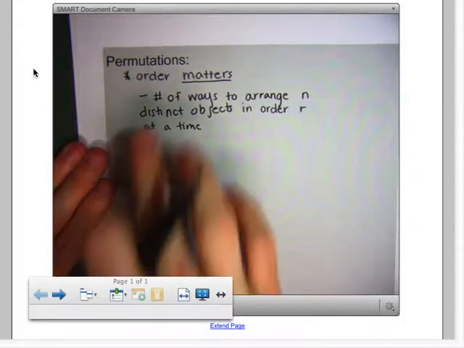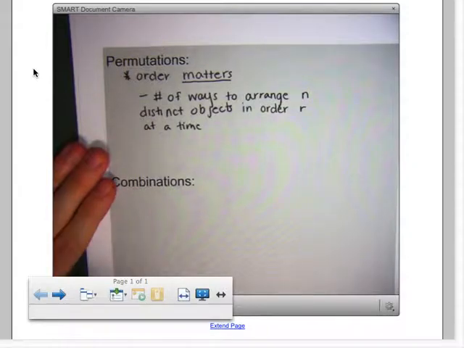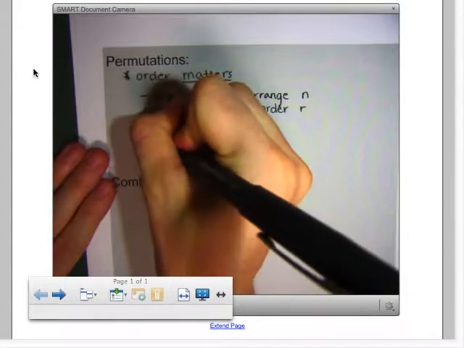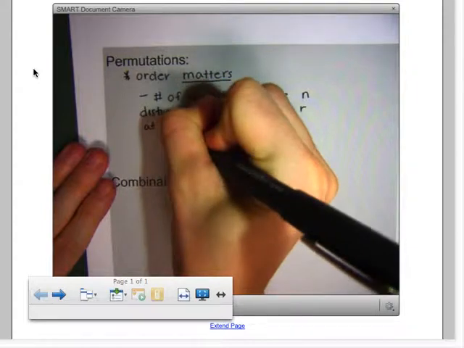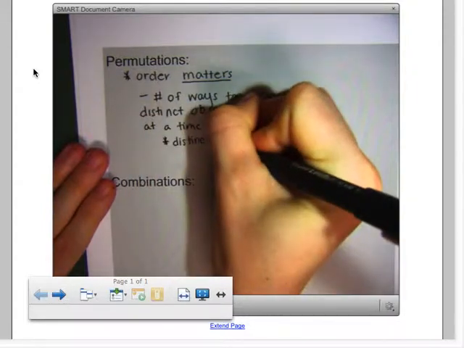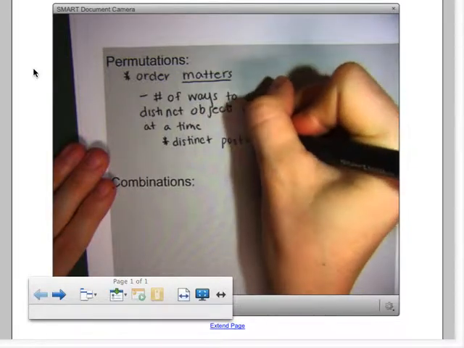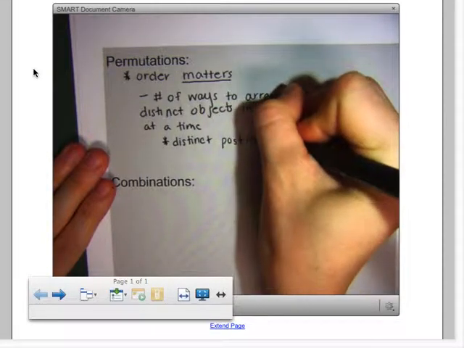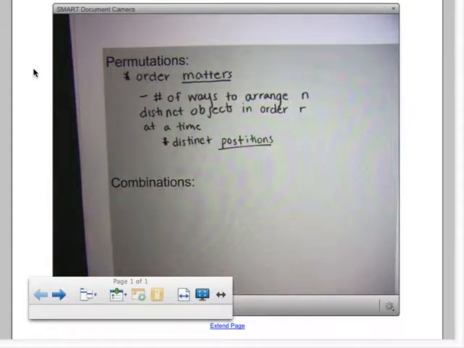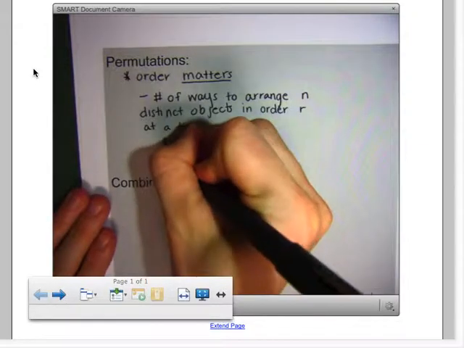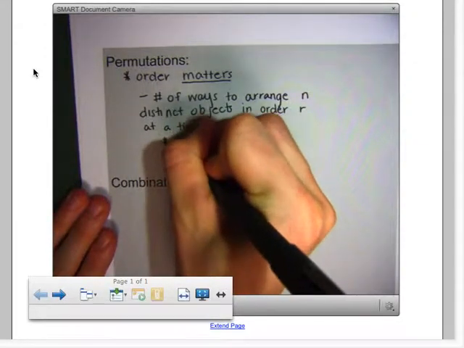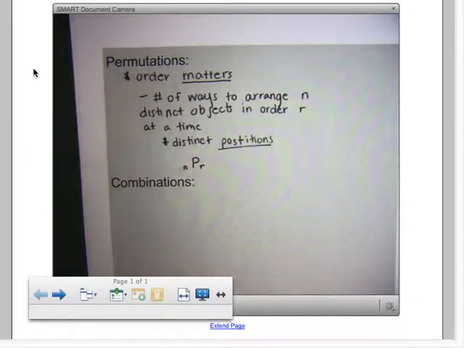Okay, so when we think of order matters or think of arranging them, remember, think of distinct positions. This will help you determine if it's permutations or combinations. So if they have specific positions or a specific order they go in, then it's a permutation. Okay, and the way we write this is a small n, capital P, and a small r. So nPr. This stands for permutation.